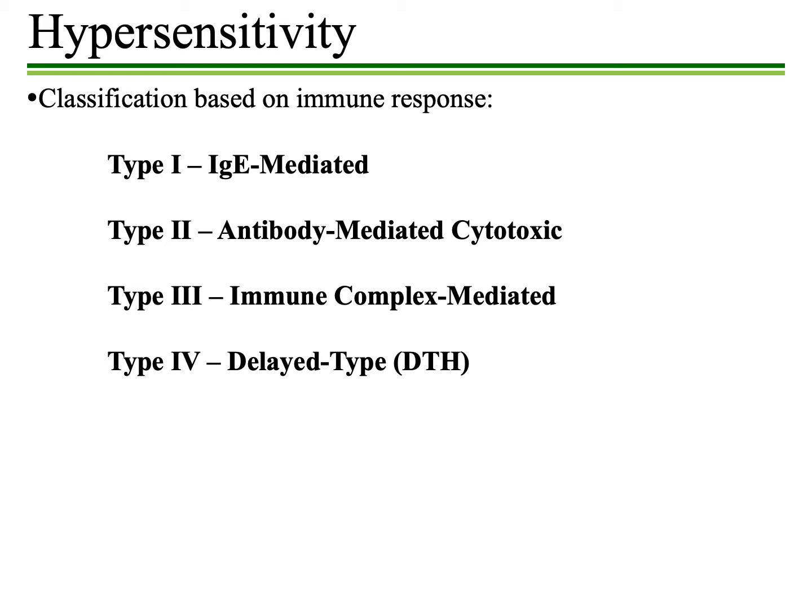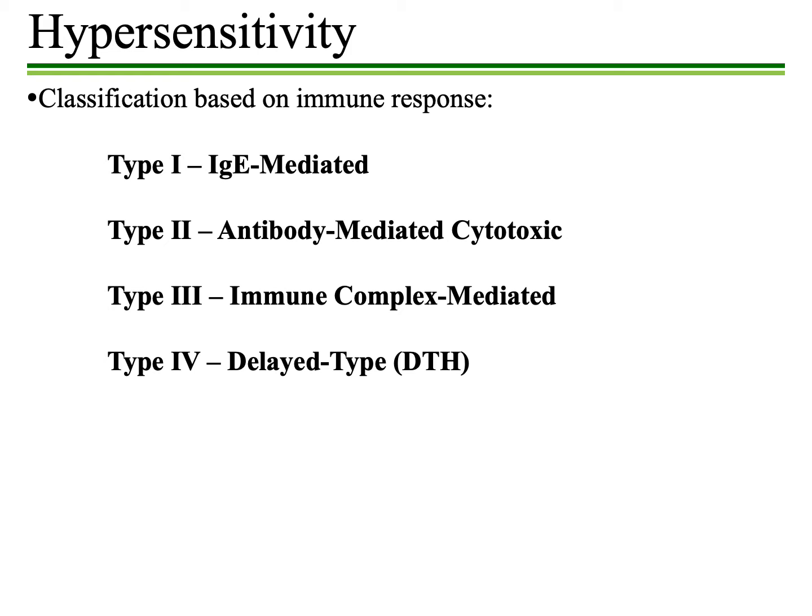Type 2 hypersensitivity is antibody-mediated cytotoxic sensitivity, and in this particular case, antibodies are utilized in a situation to cause a cytotoxic effect, and we will look at this particular example in a little more detail as well. Type 3 hypersensitivity is known as immune complex mediated.